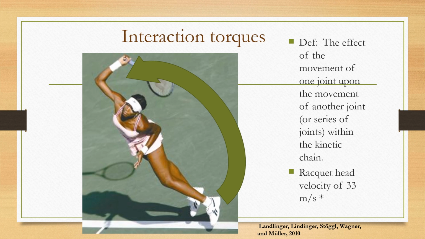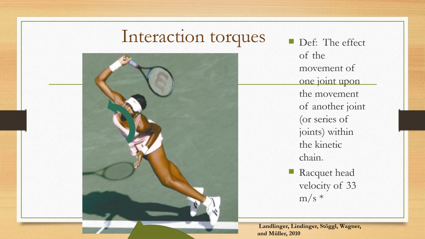Now added on top of that is the extension, internal rotation, and adduction of her shoulder. Added on top of that is extension of the elbow, and added on top of that is the flexion of the wrist. All these adding together can lead to a racket head velocity of 33 meters per second.